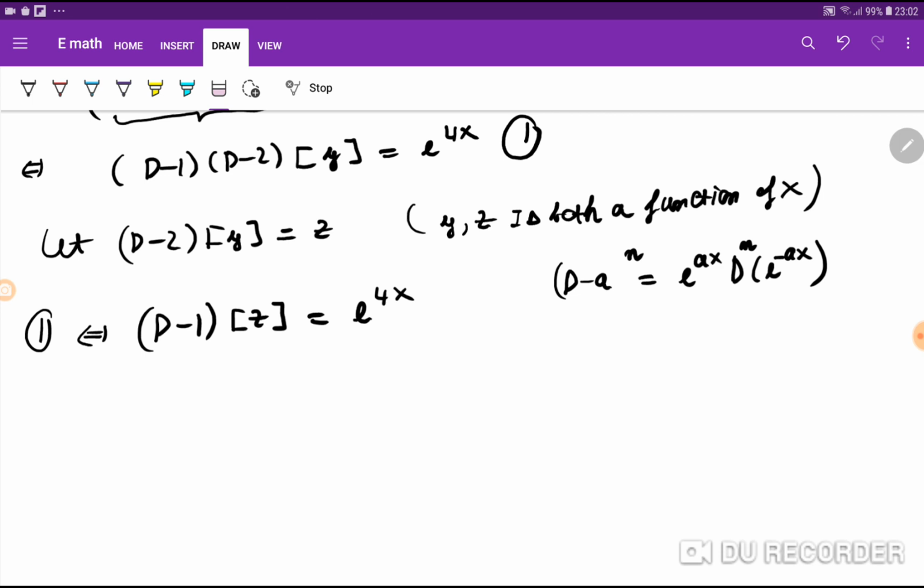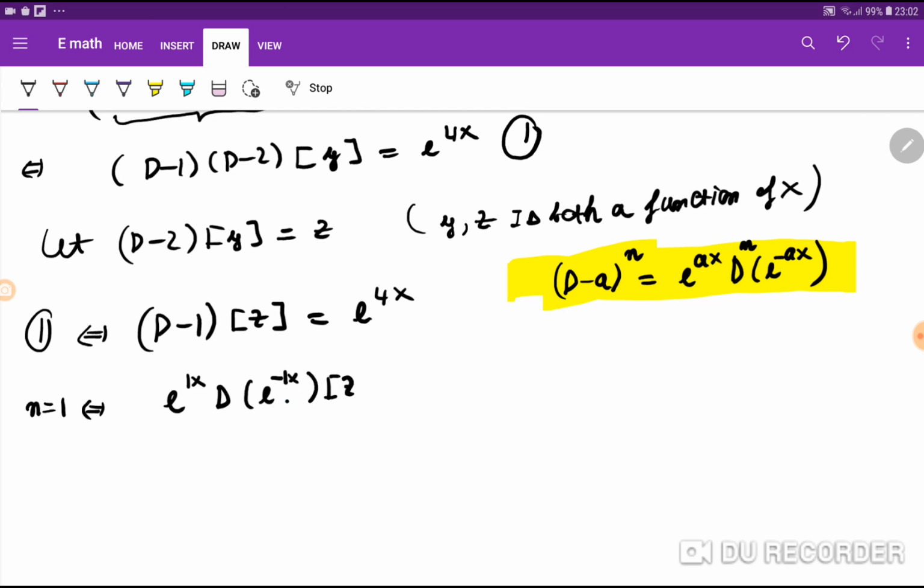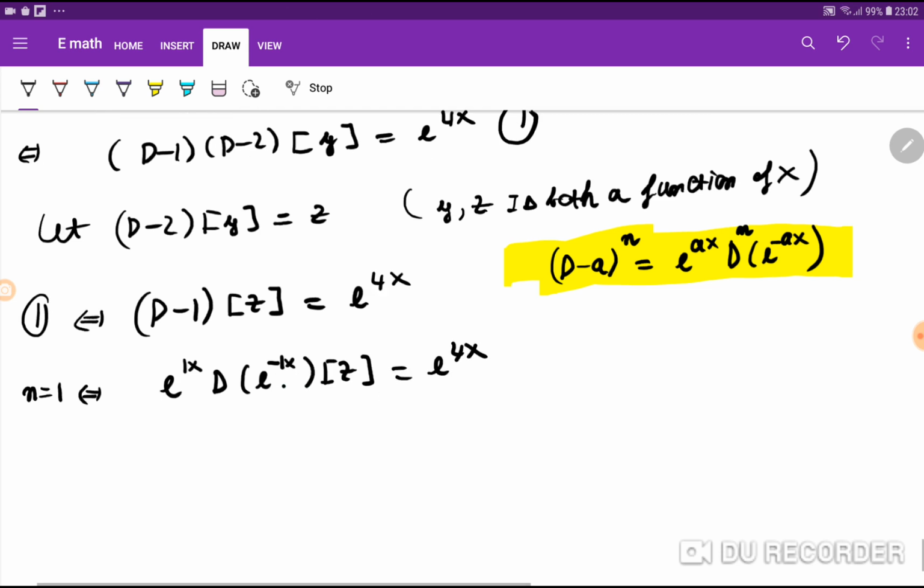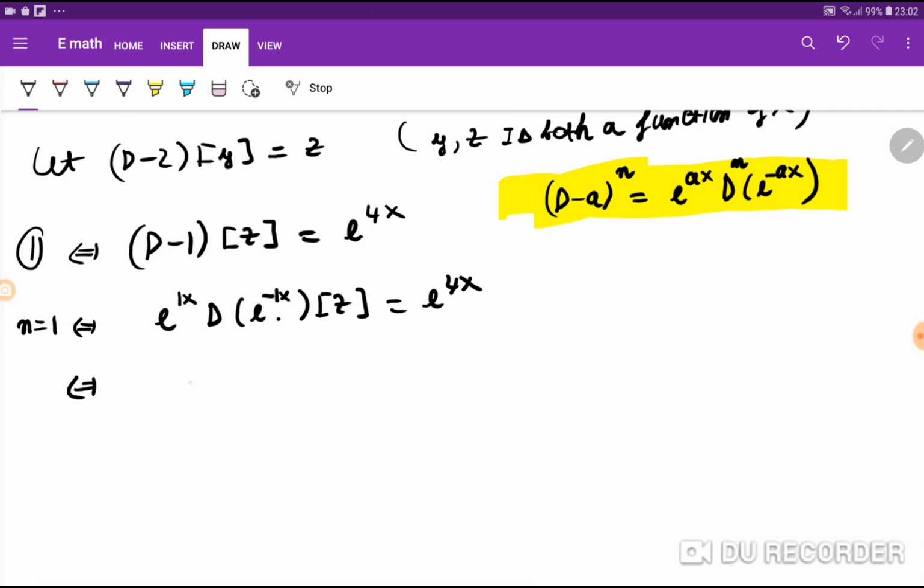Now we're gonna apply this very powerful theorem right here with n equal 1. So what do we have? We have e to the power 1x times D of e to the power of negative 1x times z. Remember z over here. Equal e to the power 4x. You divide both sides by e to the power 1x, so Dz equals e to the power 3x.